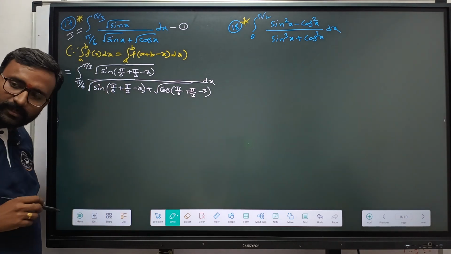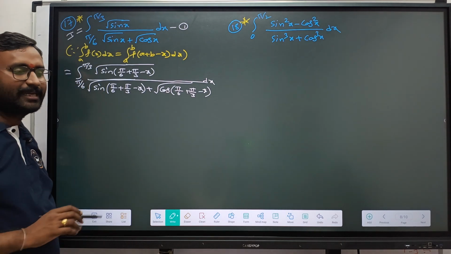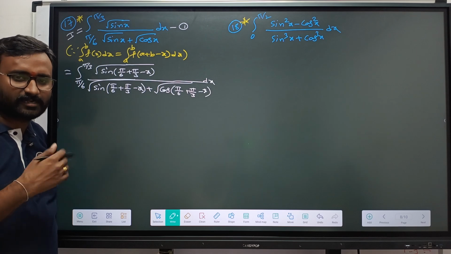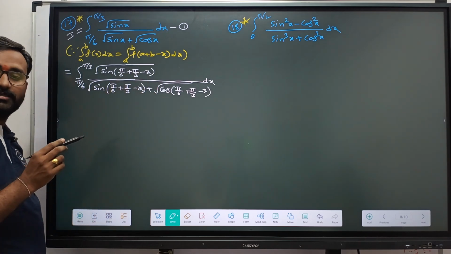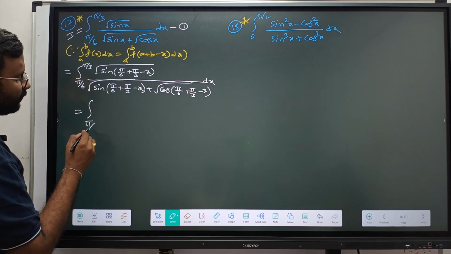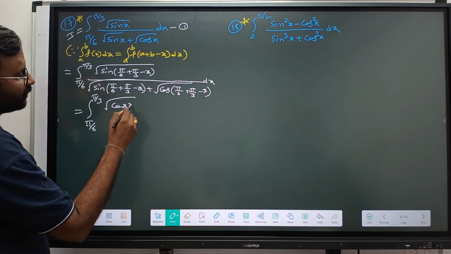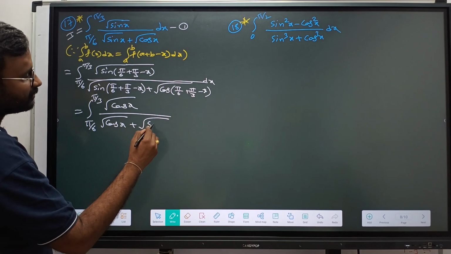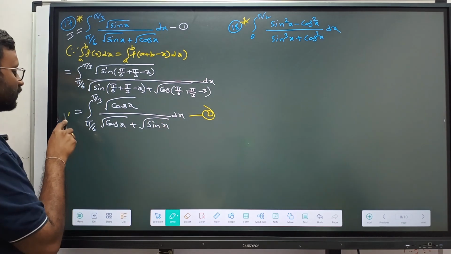Pi by 6 is 30, pi by 3 is 60. 30 plus 60 gives 90, so we use the cos 90 minus theta and sin 90 minus theta formulas. What is sin of 90 minus x? Cos x. Cos of 90 minus x is sin x. So this can be written as the integral from pi by 6 to pi by 3 of root over cos x by root over cos x plus root over sin x. Any doubt? Let this be equation number 2.